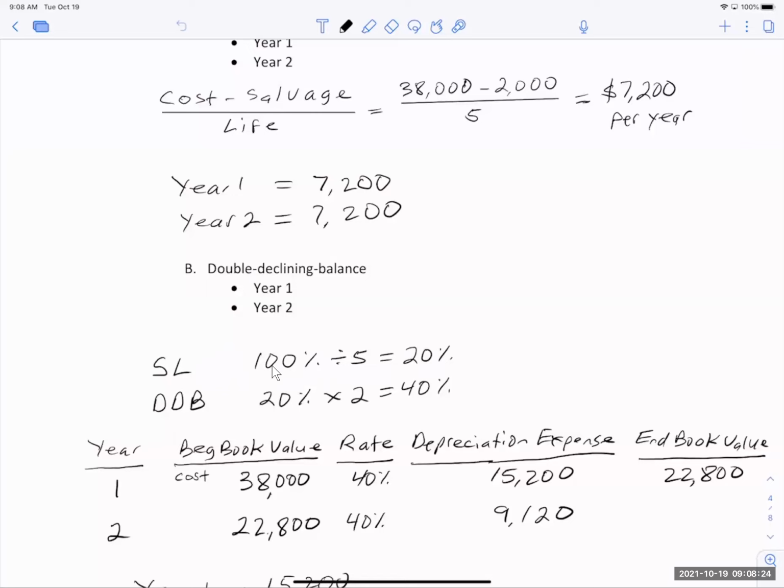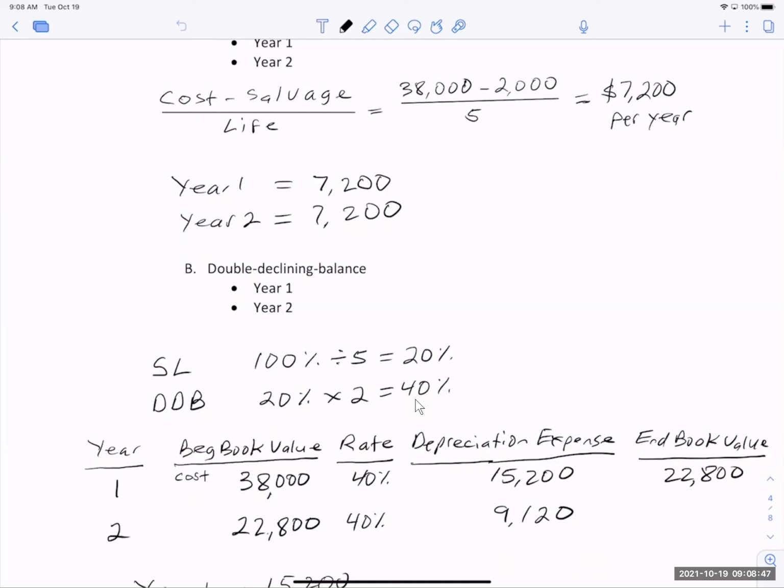So just take 100% divided by 5, which is the useful life. So 20% per year. But we need to double it because that's what the double declining balance rate is. It's double the straight line rate. So you take that 20% times 2, and now you get 40%.